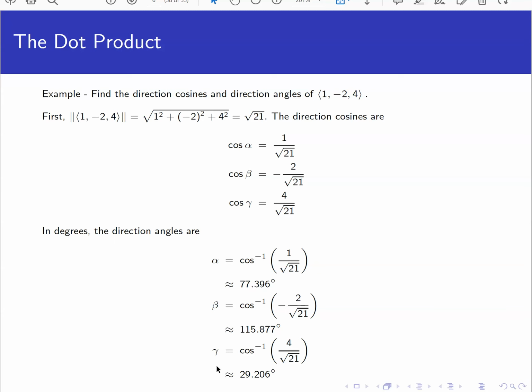You could also describe those in radians. I just happen to do them in degrees for this example.